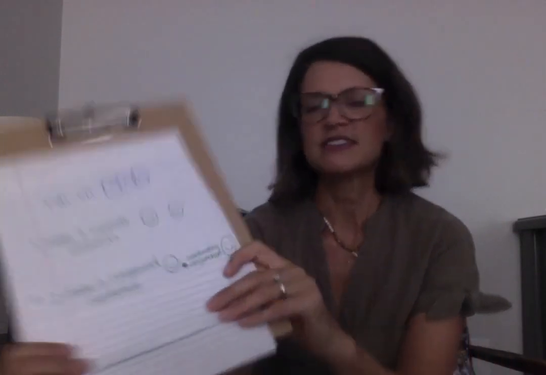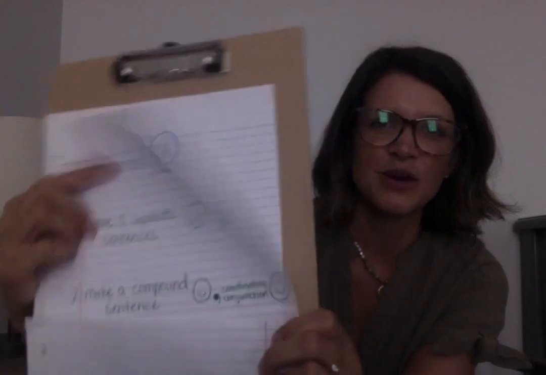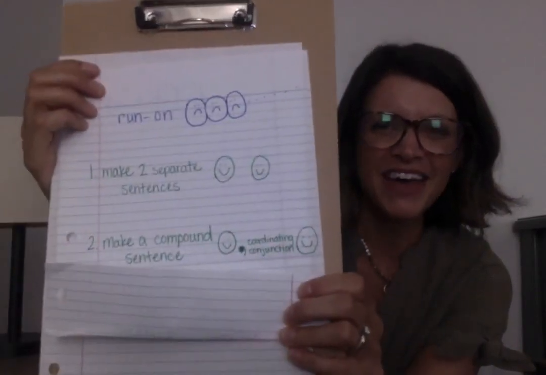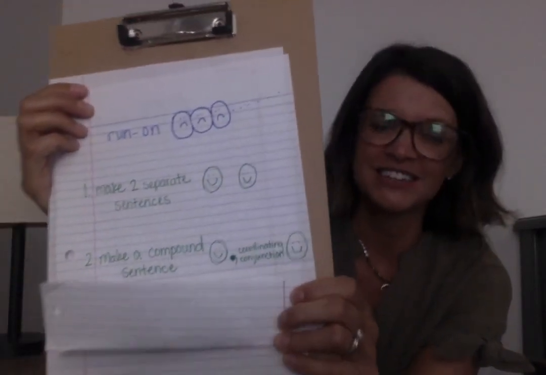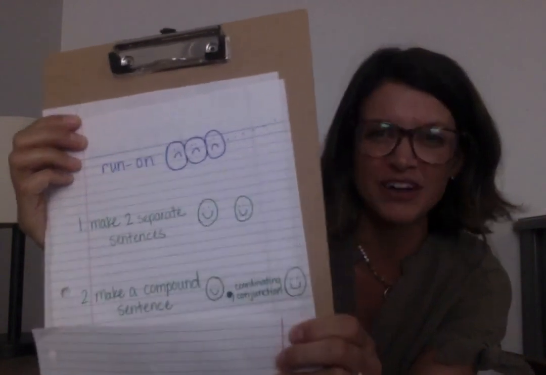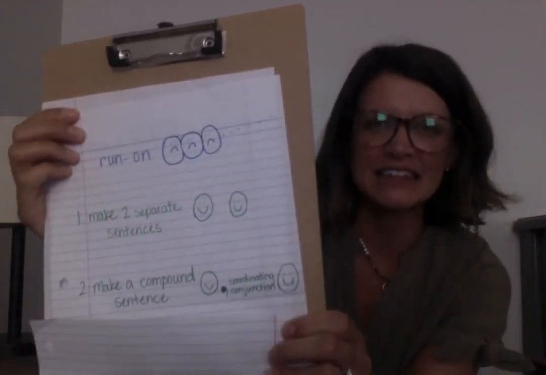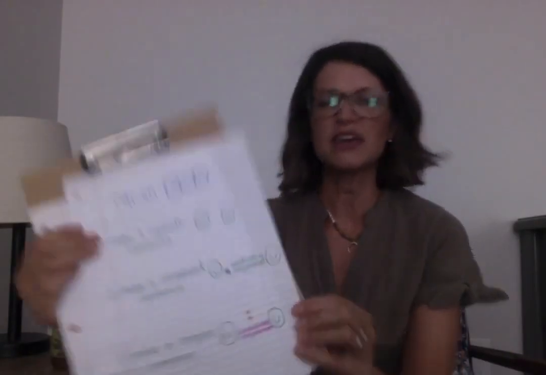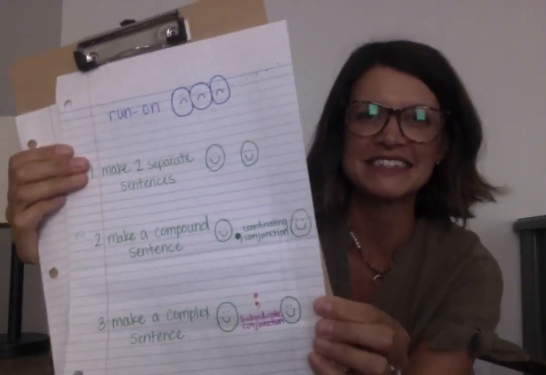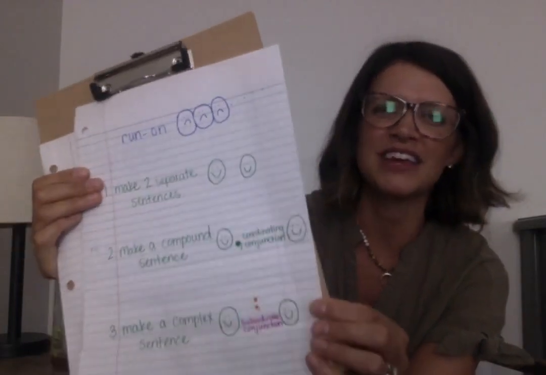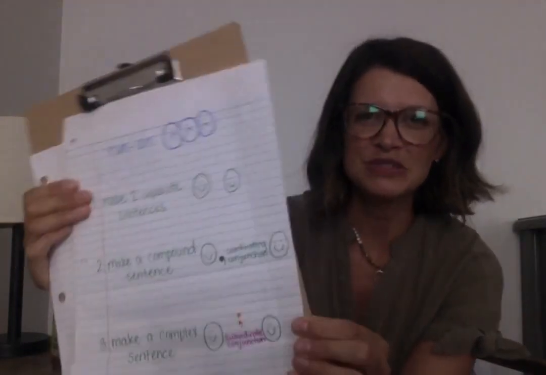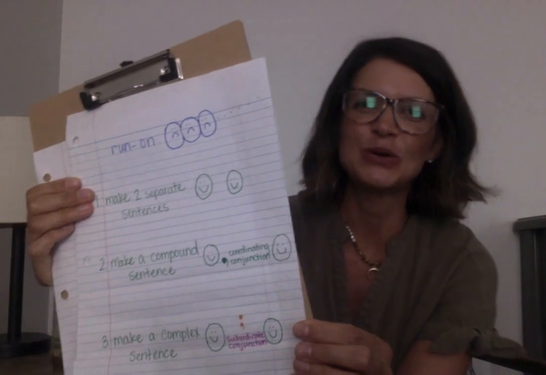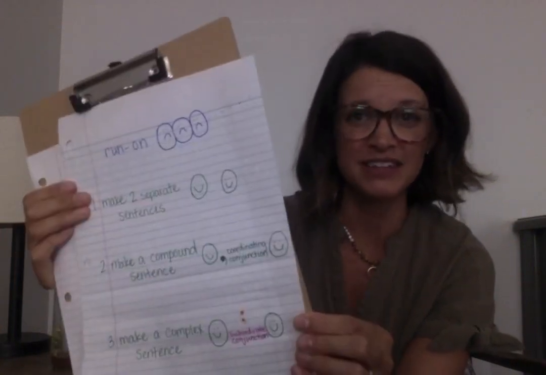The next way that we can fix the run-on sentence is that we can make it a compound sentence. We can use a comma and a coordinating conjunction to split it into two parts, but still stay in the same sentence. And then the last way, we can just make it a complex sentence. And we can add a subordinating conjunction and use the semicolon if we need to, and we can make it a complex sentence.